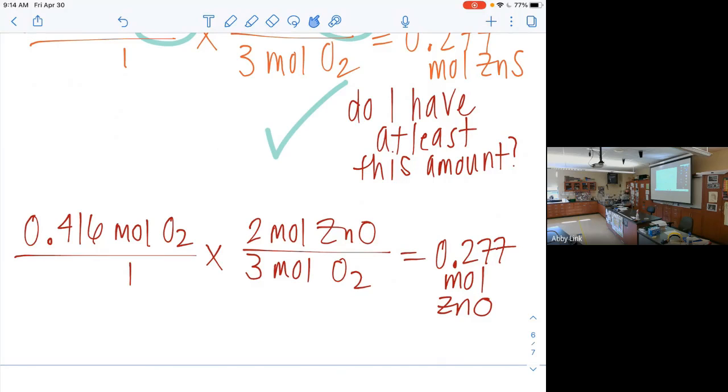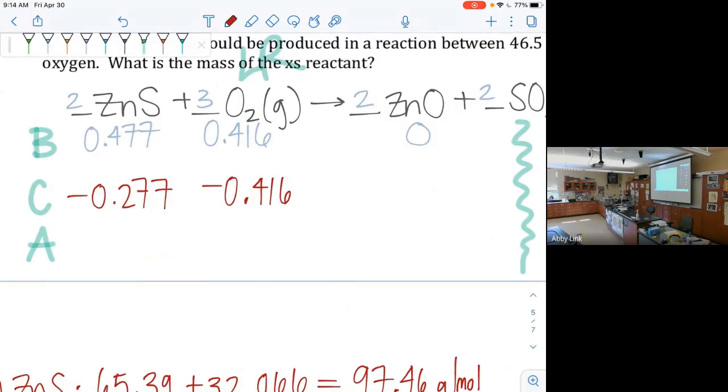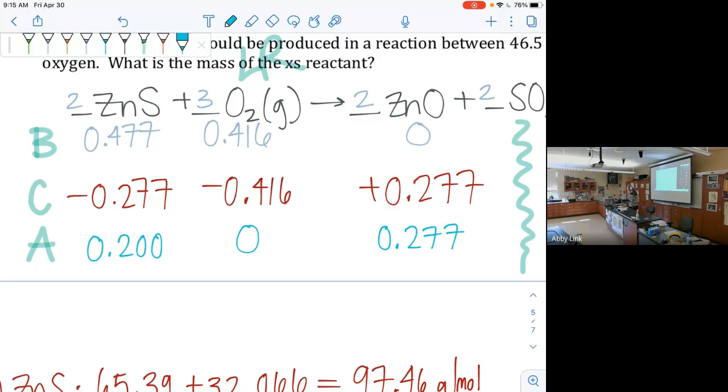And I'm going to put this 0.277 in there too. All right, now we can figure this out, right? Subtraction, little addition maybe. We end up with 0.200 moles of our ZnS left over. We end up with 0 moles of our limiting reactant left over. And then we end up with 0.277 moles of our product.